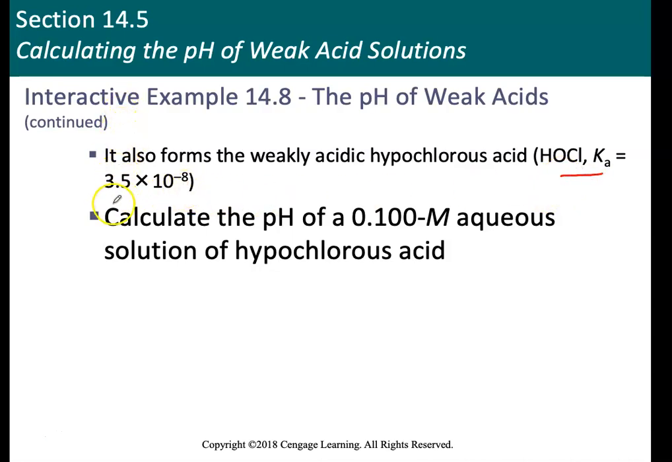Hypochlorous acid has a Ka value of 3.5 times 10 to the power minus 8, and it says calculate the pH of 0.1 molar of this hypochlorous acid. Again, let me emphasize, it is a weak acid. How can we tell it's a weak acid? It's a very small K value. So you can see here, 10 to the minus 8.